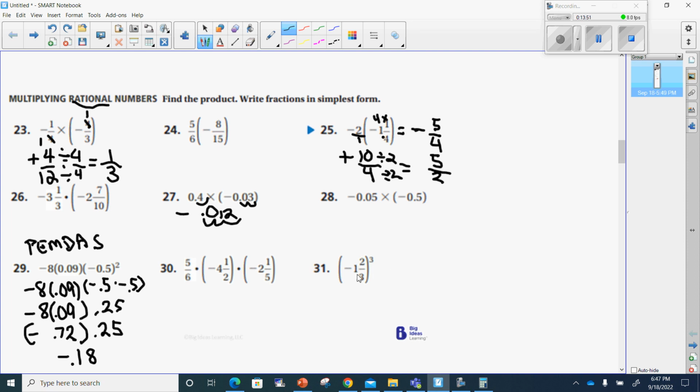Number 31 is next. We've got negative 1 2/3 to the third power. So this is equal to negative 1 2/3 times negative 1 2/3 times negative 1 2/3. Well, 1 2/3 can be turned into an improper fraction. So 3 times 1 is 3, and 3 plus 2 is 5. So this is going to be equal to 5 over 3.